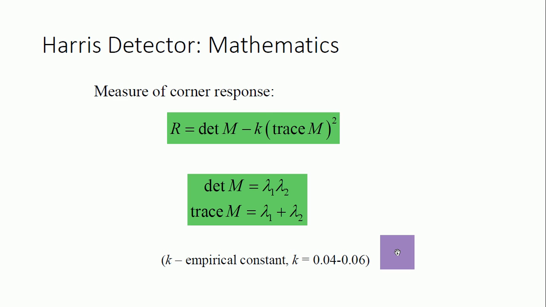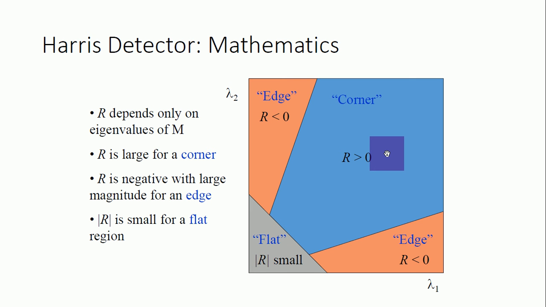The measure of the corner response R equals the determinant of M minus k times the trace of M squared. The determinant of M equals the multiplication of the lambdas, and the trace of M is the summation of the lambdas. The Harris detector responds in R, and R depends on the eigenvalues of M. R is larger for a corner, R is negative with larger magnitude for an edge, and R is small for flat regions.